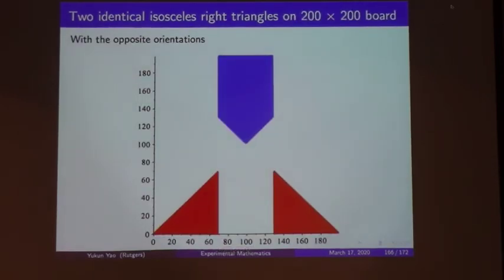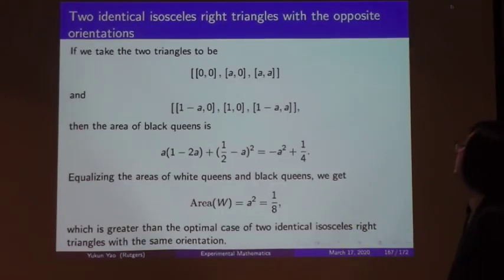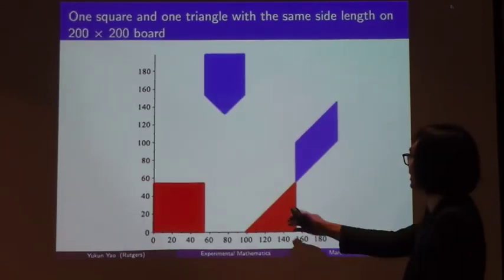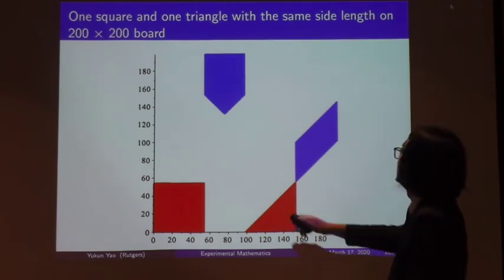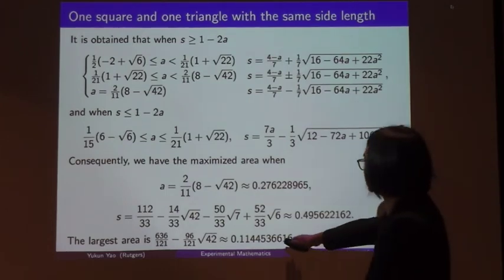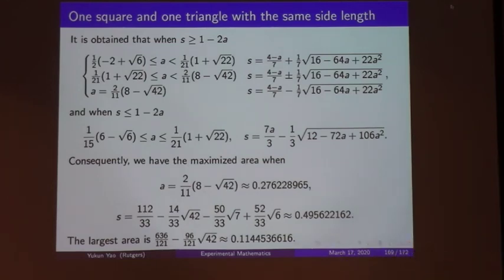Then when they have opposite orientations, actually we don't need CAD. In this one, it's easy. It's 1/8. And when one of them is a square, the other one is an isosceles right triangle with the same side length, we still need to use CAD. So this one is larger than two identical squares.